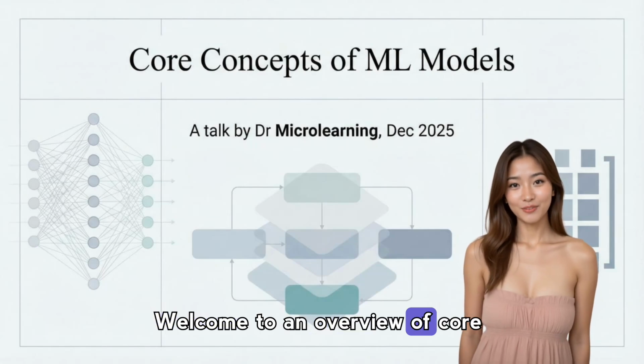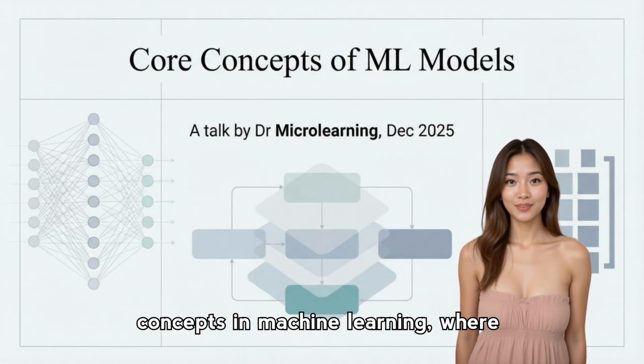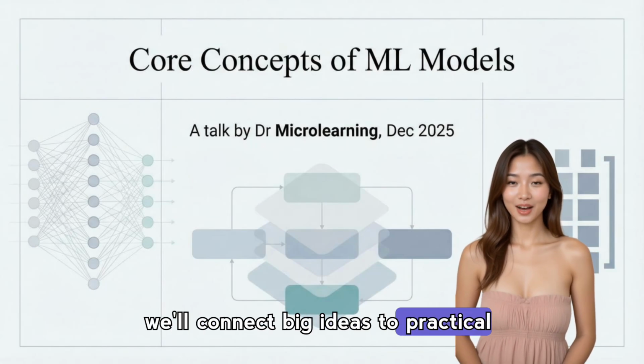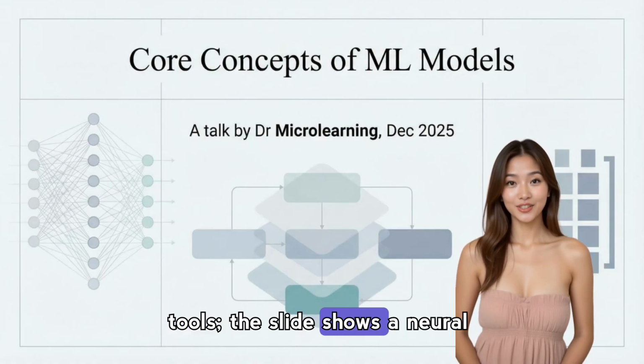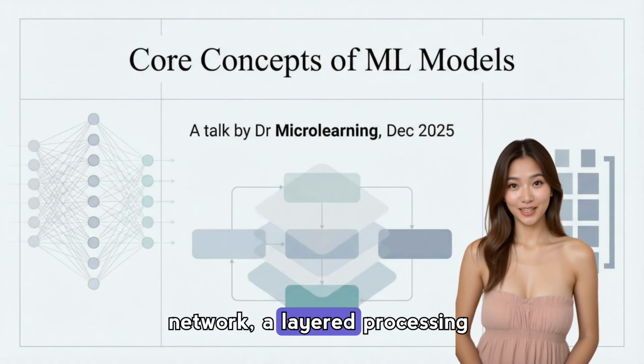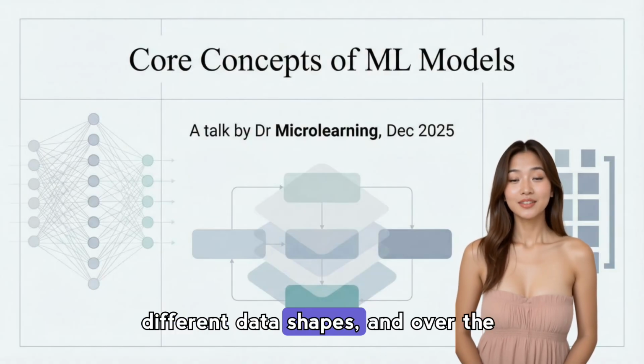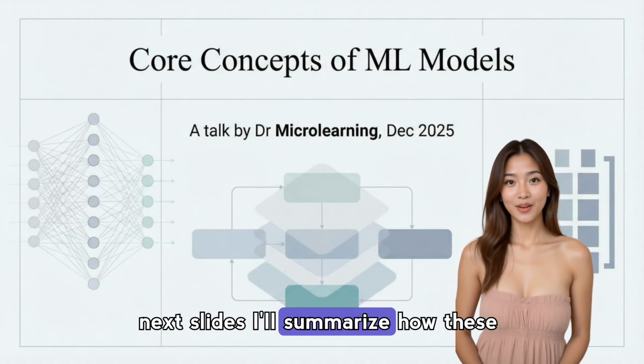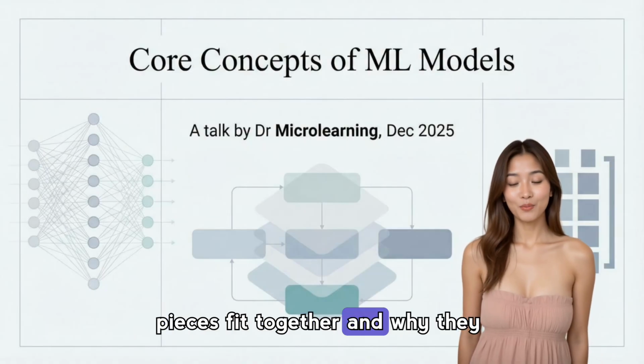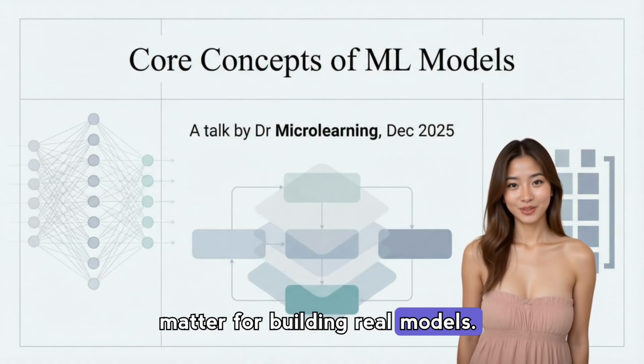Welcome to an overview of core concepts in machine learning, where we'll connect big ideas to practical tools. The slide shows a neural network, a layered processing diagram, and a grid to hint at different data shapes. And over the next slides, I'll summarize how these pieces fit together and why they matter for building real models.